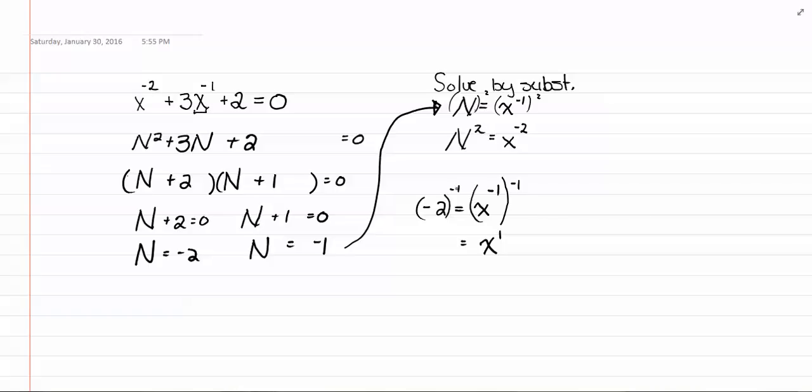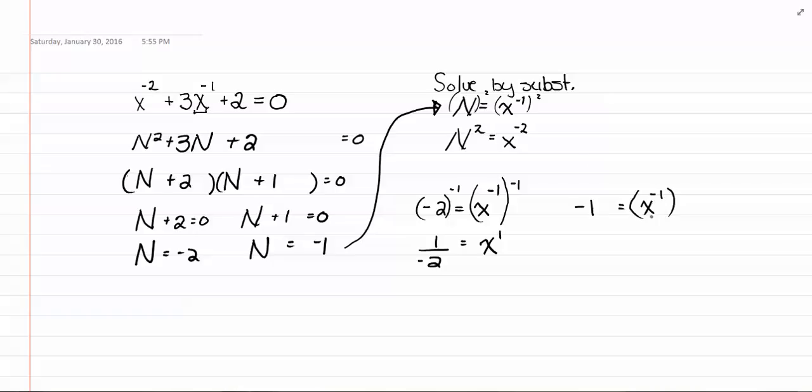You can use laws of exponents. A negative exponent means 1 over, or take the reciprocal of this base, or you can use your calculator. Either way, you're going to see the answer there is -1/2. If I do the same thing with the second answer, let n equal -1 equals x to the -1.